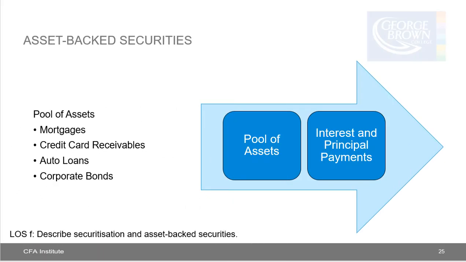Moving on now to Learning Outcome Statement F, which is describe securitization and asset-backed securities. Securitization refers to the creation and issuance of new debt securities called asset-backed securities that are backed by a pool of other debt securities. The most common type of asset-backed security is backed by a pool of mortgages, sometimes referred to as mortgage-backed securities.